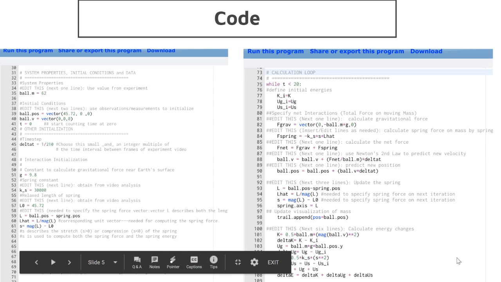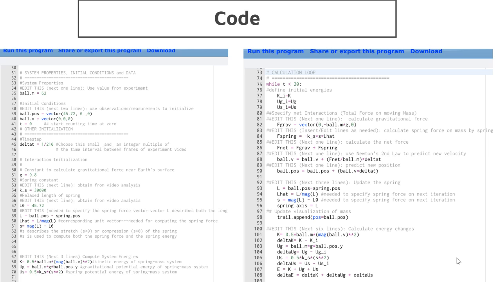The initialization of the code included the mass of the man and the original position vector given. The spring stiffness and the relaxed length of the spring were inserted from the reference data found earlier. The equations for L, L hat, and s were updated to reflect the correct calculations. The system energies were computed by putting the correct formulas into the Python code.